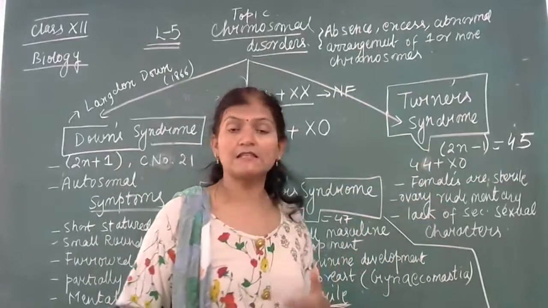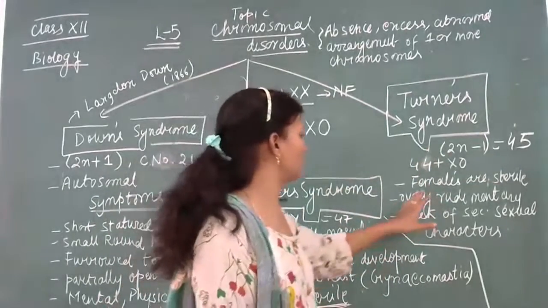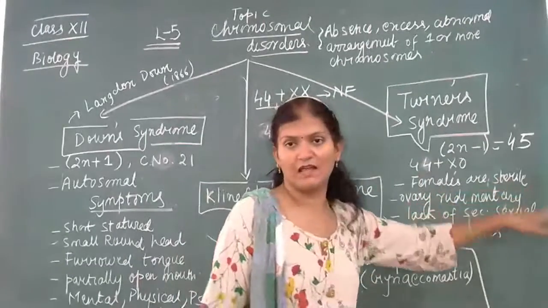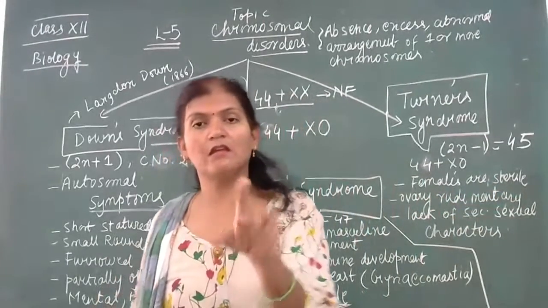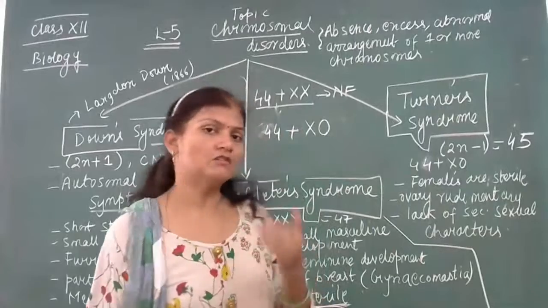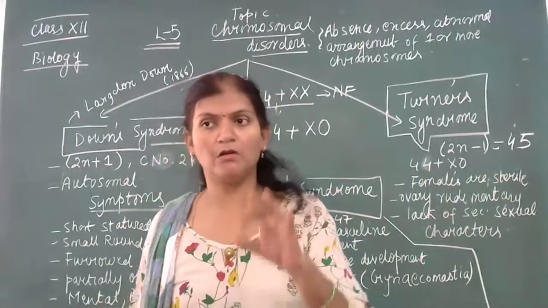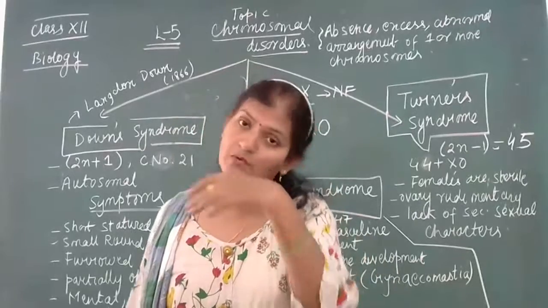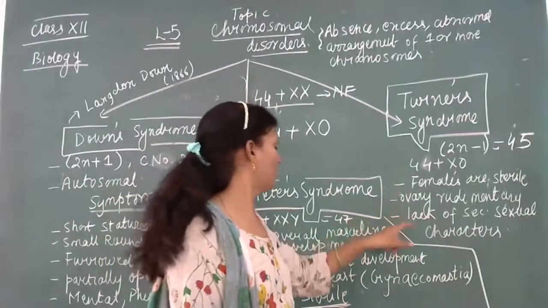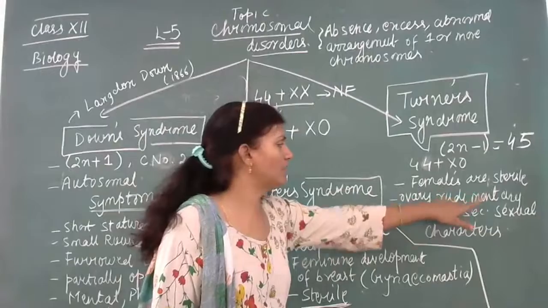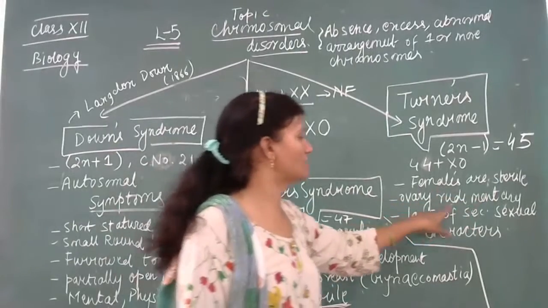Now, let us see what are the symptoms. The symptom of this disease is that the females are sterile. Since only one X chromosome is inherited in the zygote, therefore this type of female will be sterile. It means the female is incapable of what? Incapable of reproduction. Okay, and here also the females are sterile and the ovary is rudimentary.